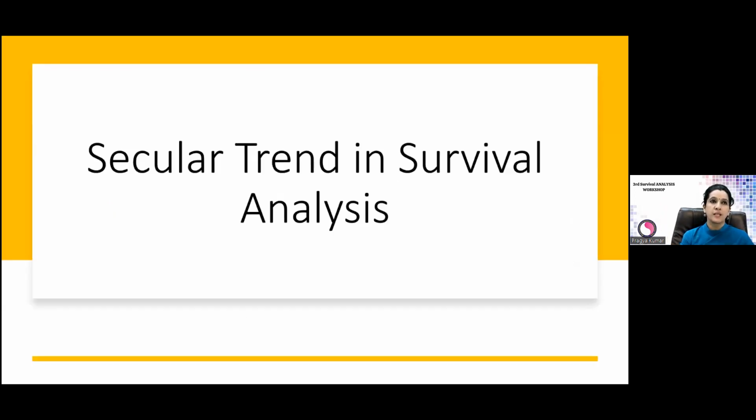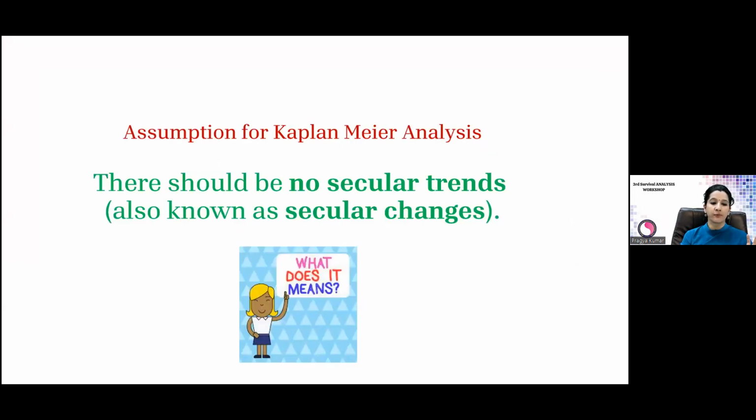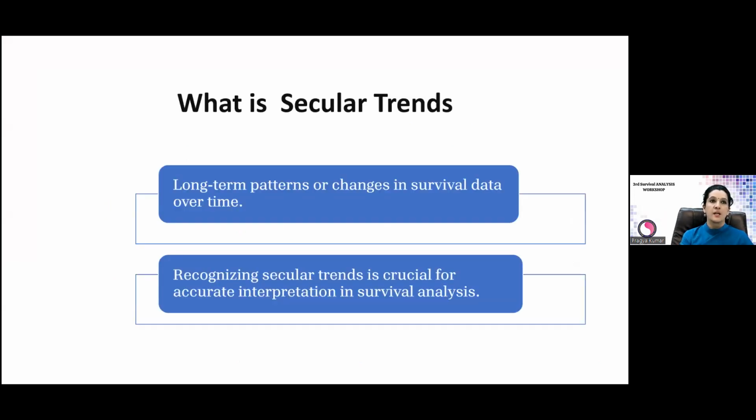So now what do we mean by the secular trend in survival analysis? The secular trend is something like, with time, if there is some change in the treatment or screening procedure. This is one of the assumptions of Kaplan-Meier, that there should be no secular trends, also known as secular changes. We know that if the follow-up time is for 5 years, there can be some changes in the survival data. And if we recognize those trends, that is crucial for accurate interpretation.